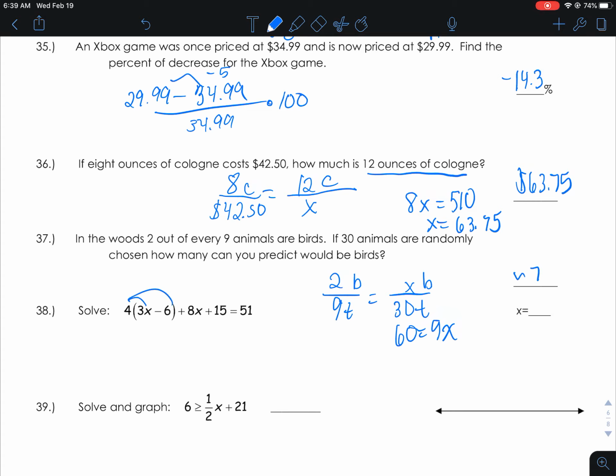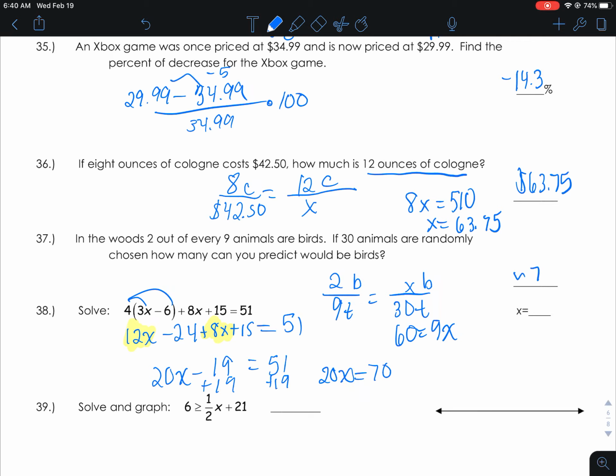Alright, solving number 38, distribute first. So that'd be 12x minus 24 plus 8x plus 15 equals 51. And then you can combine these two together, which would be 20x. And then negative 24 and 15 is like 19 equals 51. Add 19 to both sides.